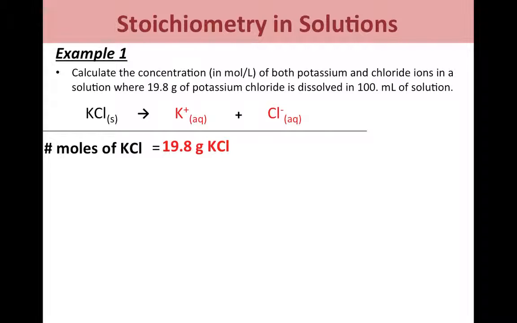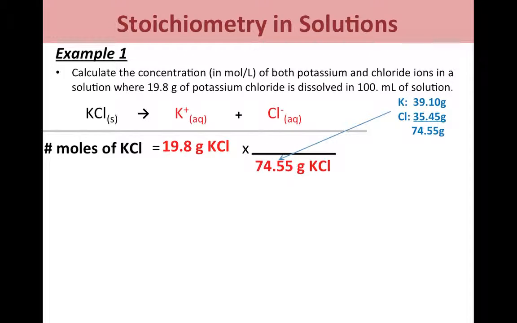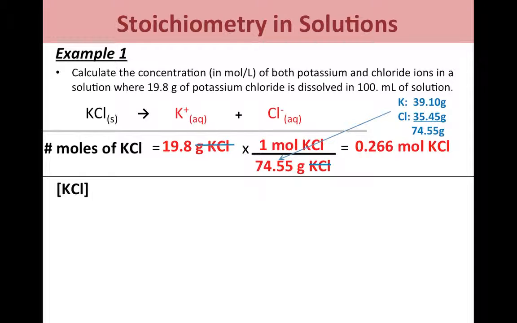Then you're going to look at the number of moles of potassium chloride. We have the mass, but this is not concentration. So now we need to figure out the concentration, and we know that to do that we need to find the moles. So 74.55 grams comes from the molecular mass of potassium chloride in every 1 mole. So then you have 0.266 moles of potassium chloride. Now we want to figure out the concentration. Concentration is moles over volume.